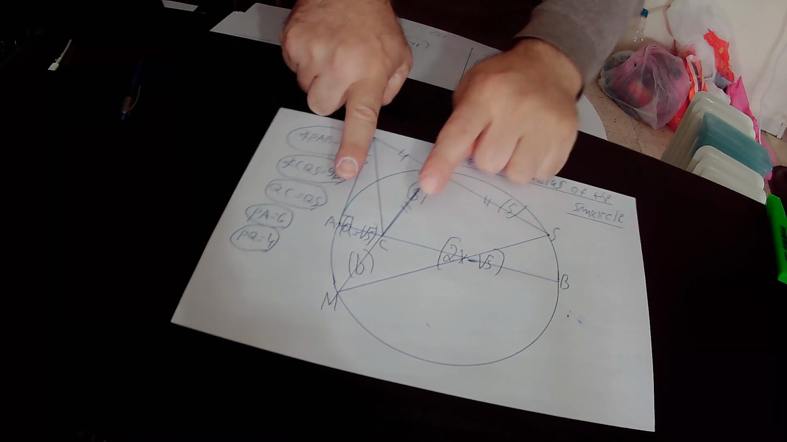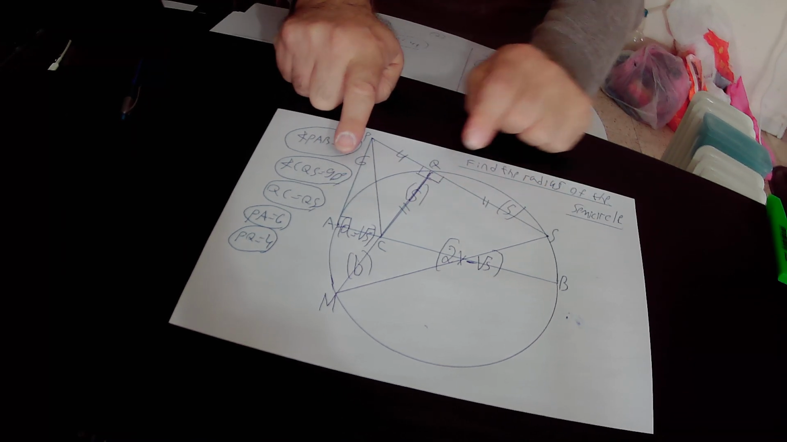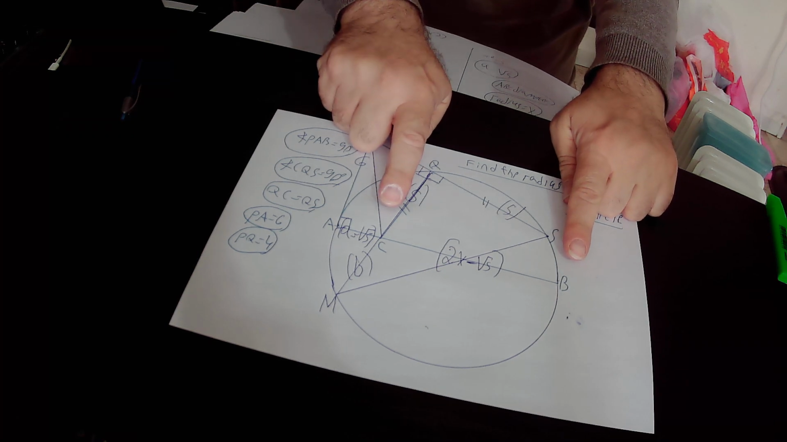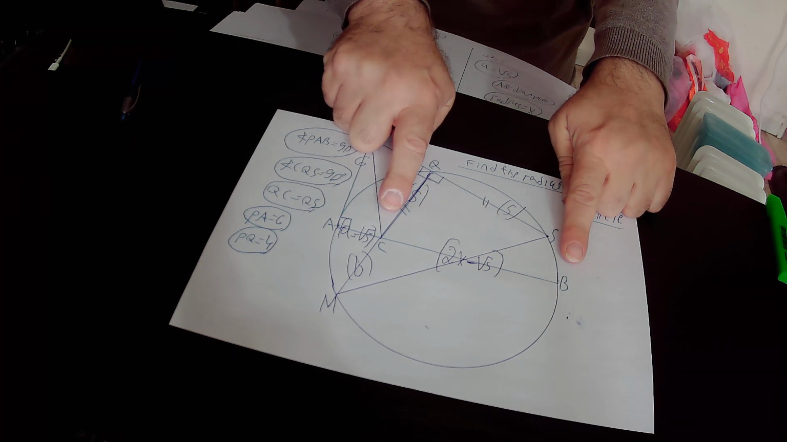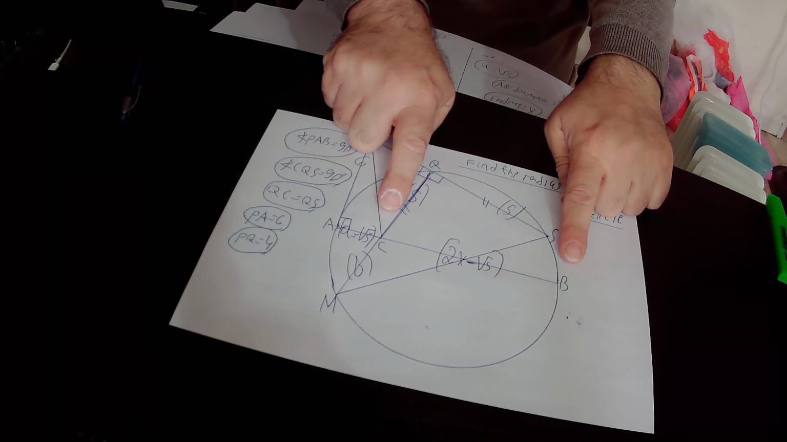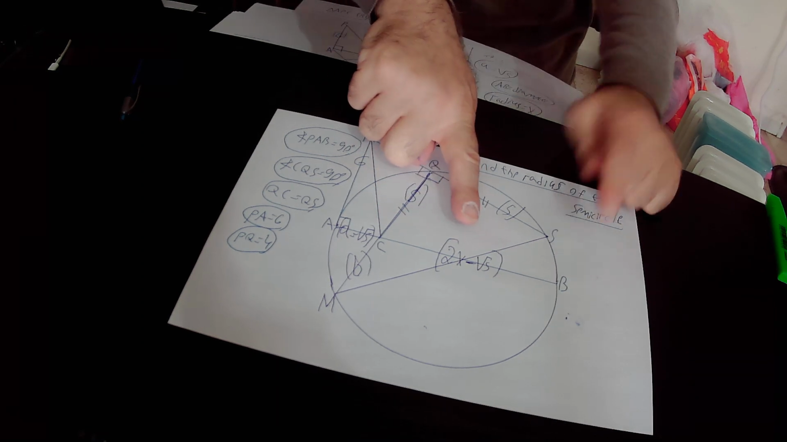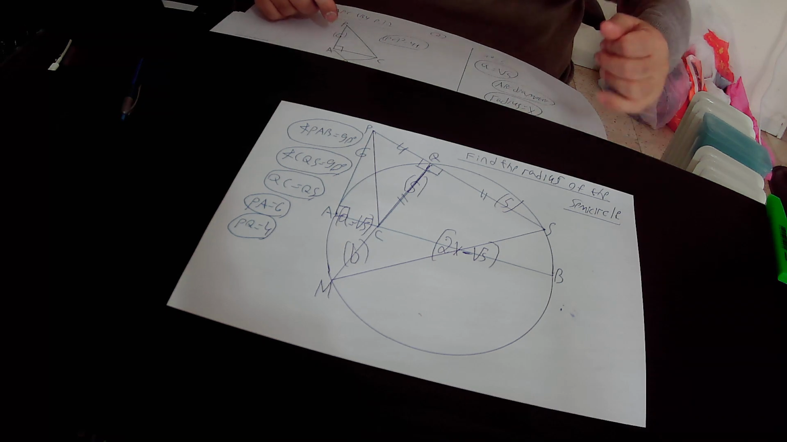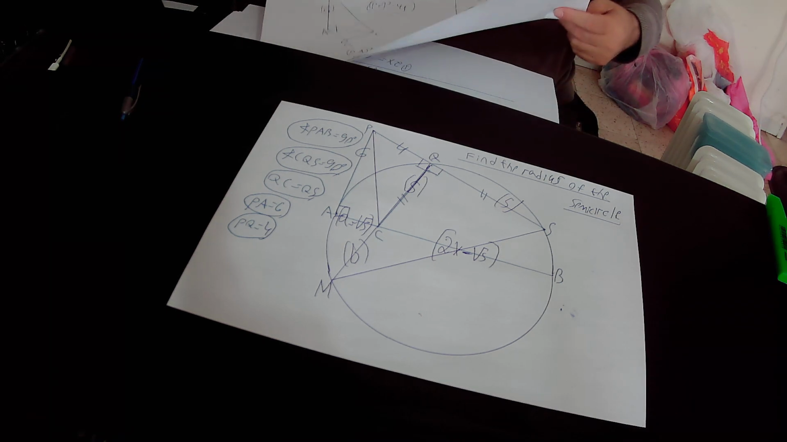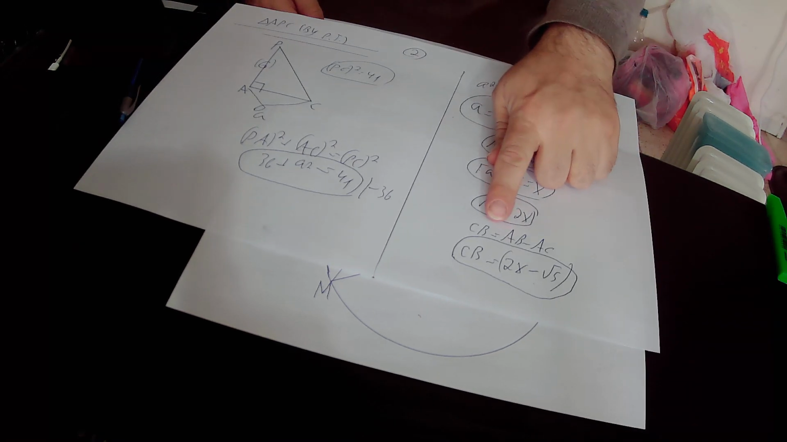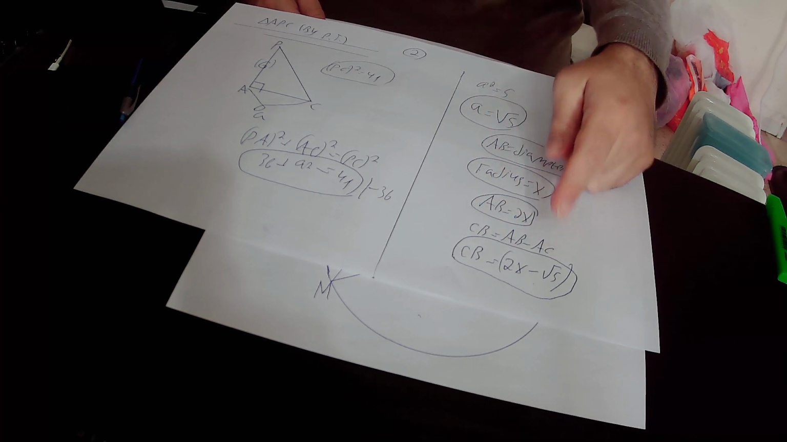AB is 2x, AC is equal to the square root of 5. Therefore, BC must be equal to AB minus AC. Again, CB must be equal to AB minus AC. So CB equals AB, that is 2x, minus AC, that is the square root of 5. So in total, CB equals 2x minus the square root of 5. Repeat again, the length of line segment CB is 2x minus the square root of 5.